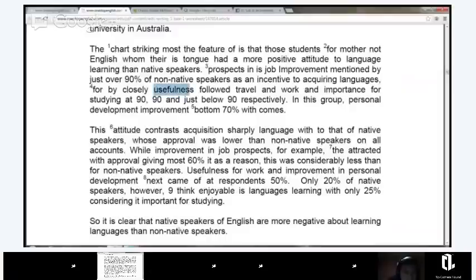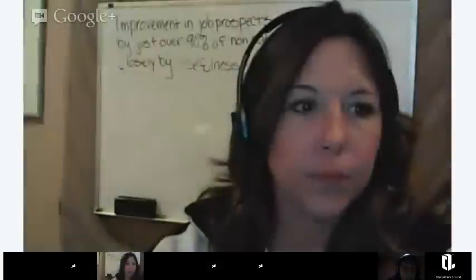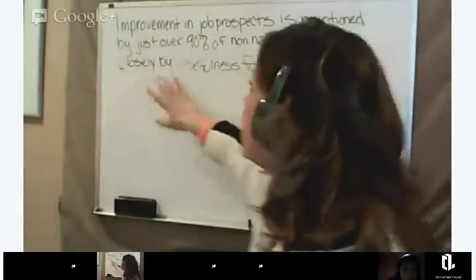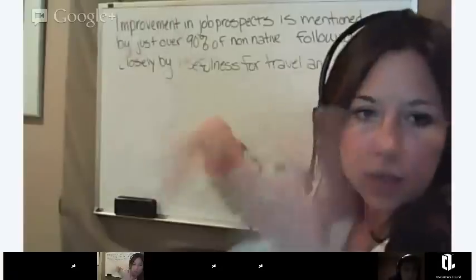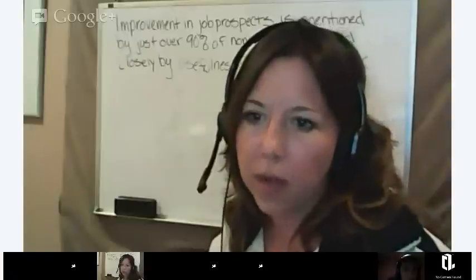Say the beginning again. Usefulness? Yes, followed closely by usefulness for travel and work. Usefulness is like usage, importance, helpful. In this case, usefulness means helpful. By acquiring a language, it's useful for work and travel because it will help you at work and while you're traveling. So, followed closely by usefulness for travel and work, helpful for studying or whatnot.